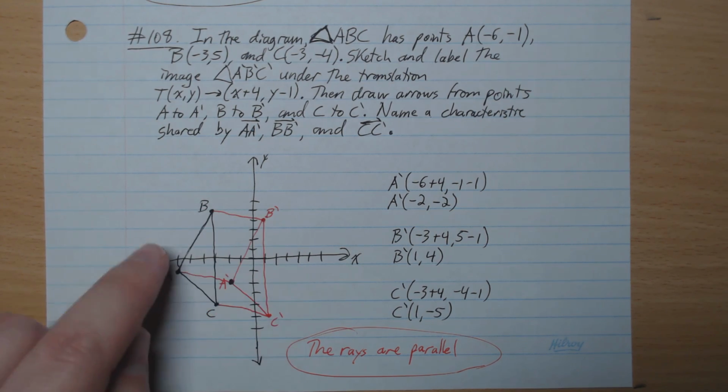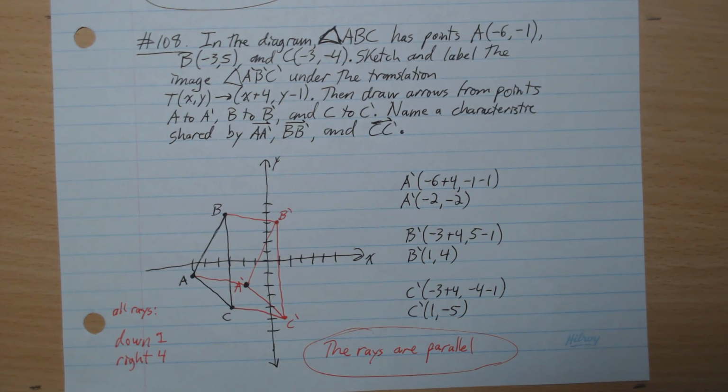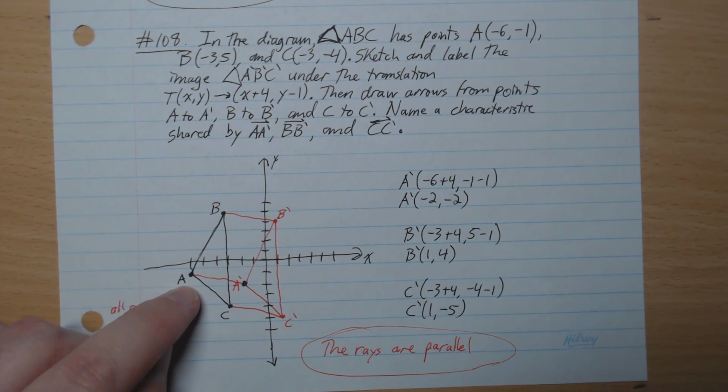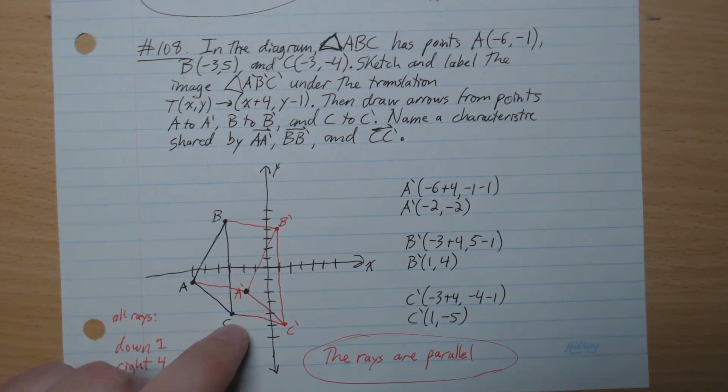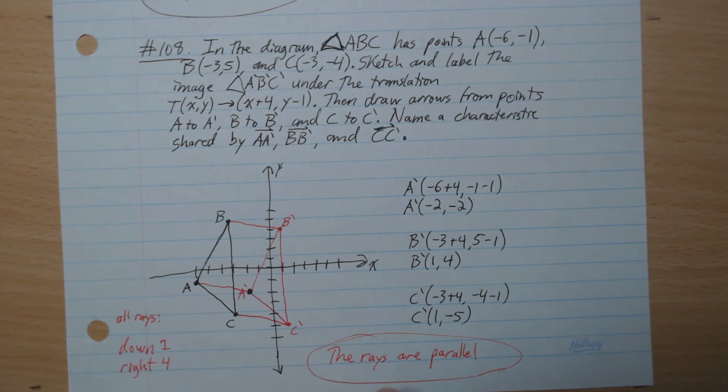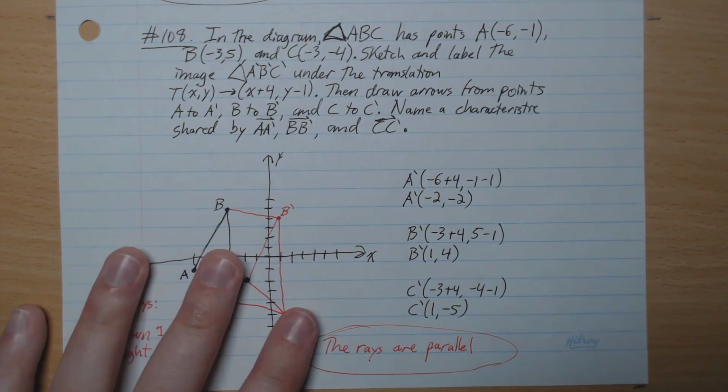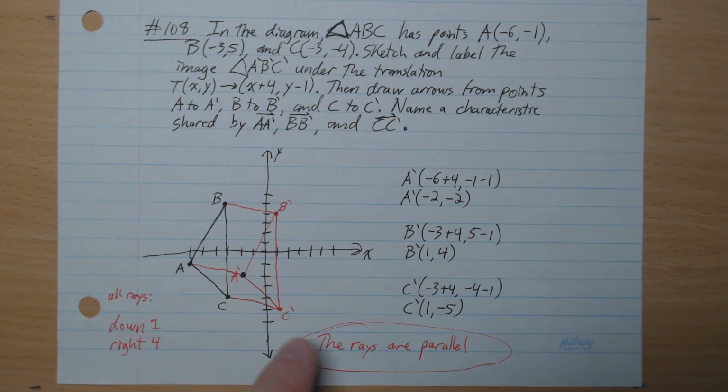And so you're drawing the rays here as such, and all of them have the same characteristic of down 1 over by 4. Down 1 over by 4. And so the rays are parallel. So that's a characteristic shared by these three lines as such. The rays are parallel.